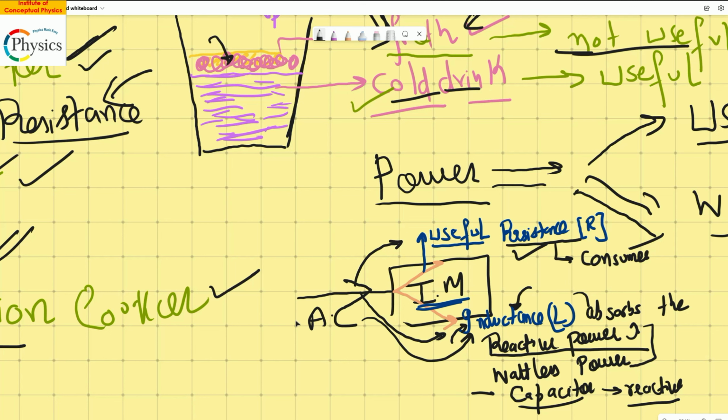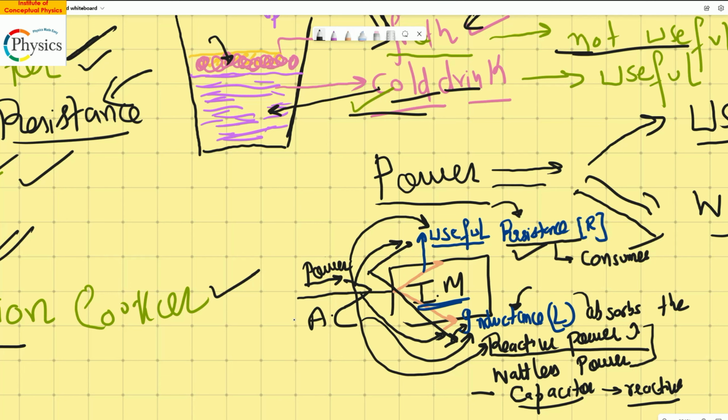So what is your interest? Your interest is that the power which comes in gets divided into useful and reactive parts. What you want in reality is that most of the power that comes in should get converted to the useful part, and less power should go to the reactive part. You want most power to be useful, that is, most power should be used by the resistor. Like a cold drink, you would like that when you pour the cold drink in the glass, most of it should become the liquid, and very little should become the froth.